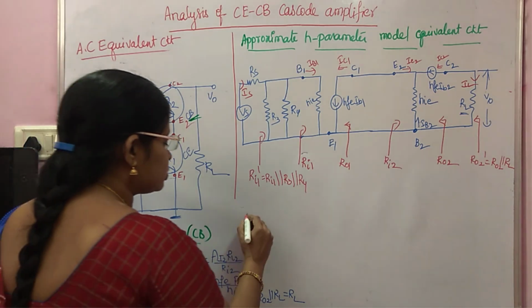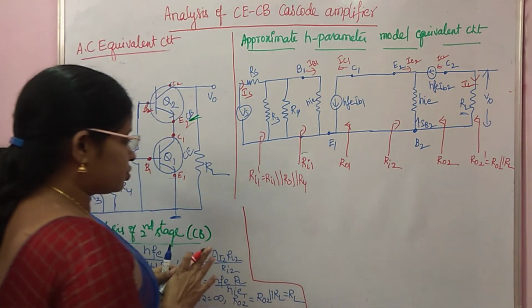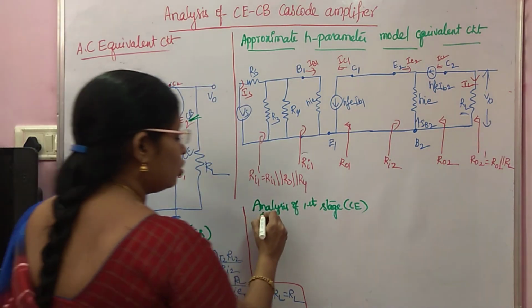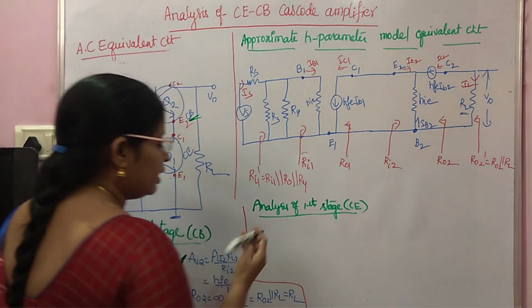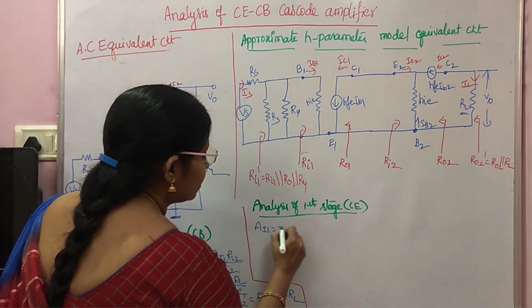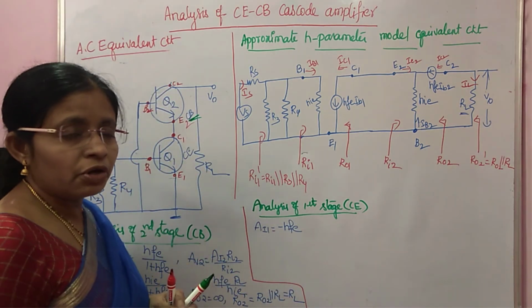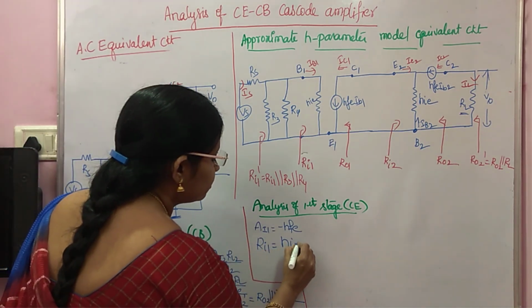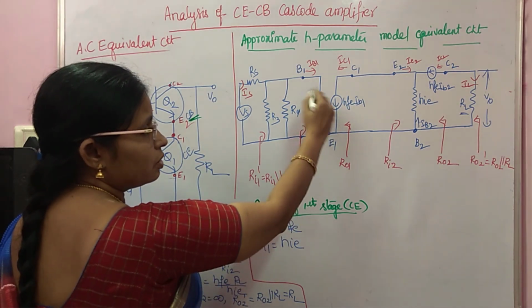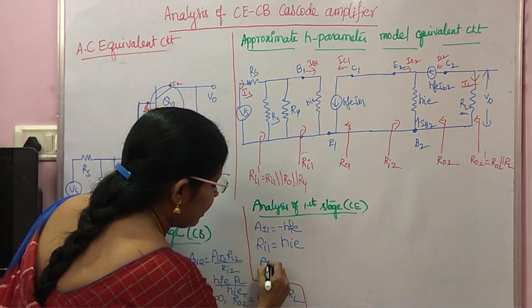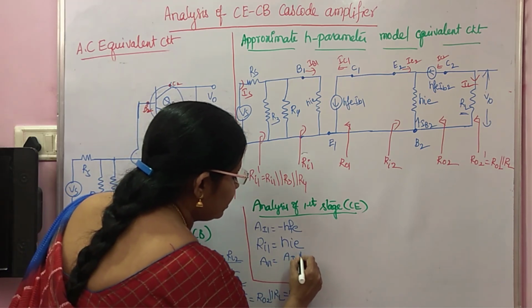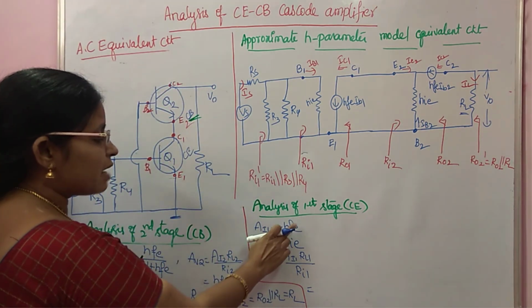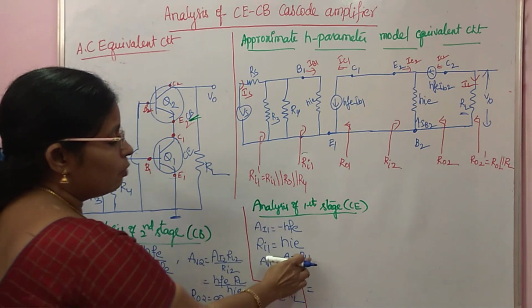Now we'll move to the analysis of the first stage. What is the first stage? CE. AI1 is minus HFE. We already know CE formulas very well. Then RI1 is HIE. Then AV1 is AI1 into RL1 by RI1. AI1 is minus HFE, RI1 is HIE. What is RL1 here?